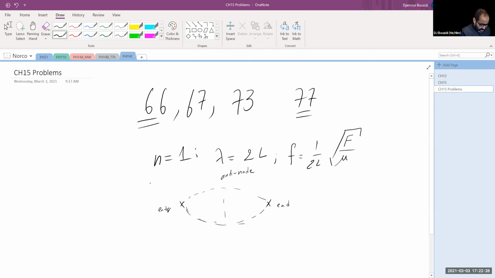Now, the length of the segment of the string that is free to vibrate is 38.6 centimeters. So this distance, basically, they gave you L to be 0.386 meters. So they gave you that information, so we know L now.